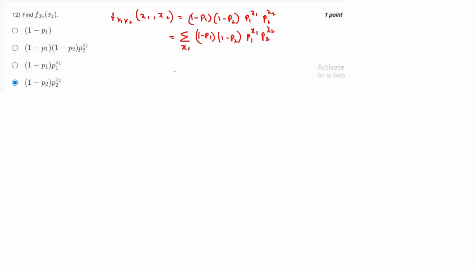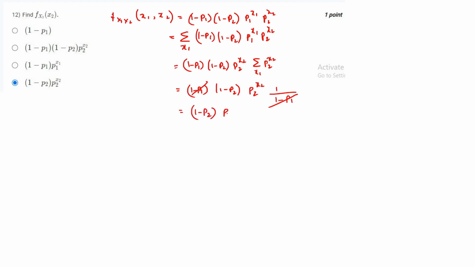So I'll take (1 minus p1) into (1 minus p2) into p2 to the power x2 outside. I'll have sigma over x1 of p1 to the power x1. Again similarly, I'll have (1 minus p1) into (1 minus p2) into p2 to the power x2 into 1 by (1 minus p1). So this term is cancelled. What's remaining is (1 minus p2) into p2 to the power x2, this option, right?